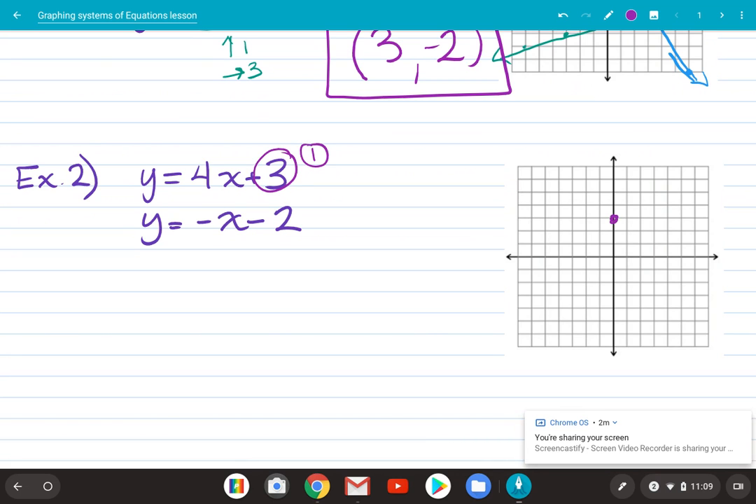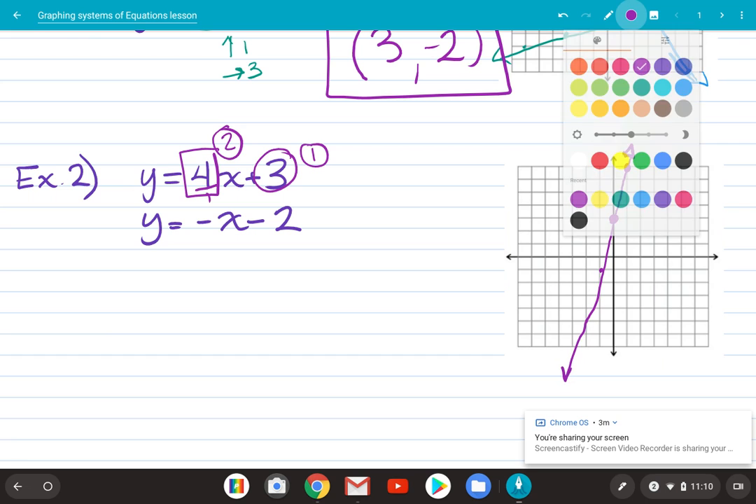1, 2, 3. And now our slope, if it's not in a fraction form, we just put it over 1. That's it. So we're going to go up 4, 1, 2, 3, 4, over 1. And just so I can have some more dots, because writing on the computer is not that easy, we're going to draw a line. Yeah, my line's not perfect, but we get the idea.